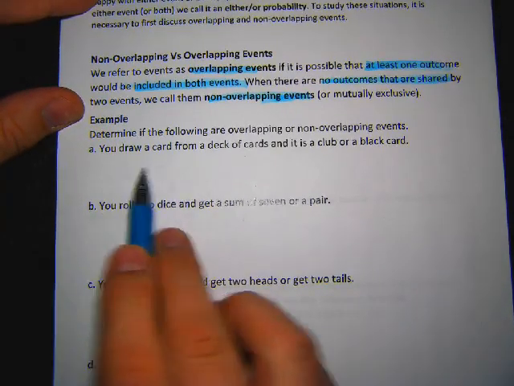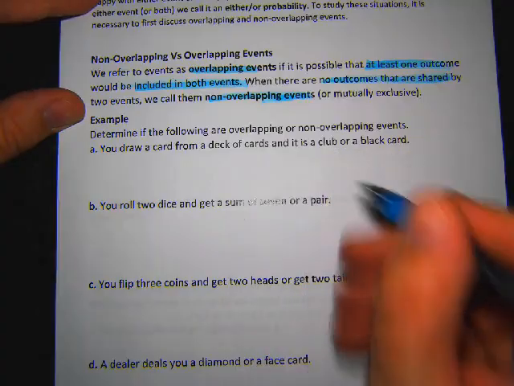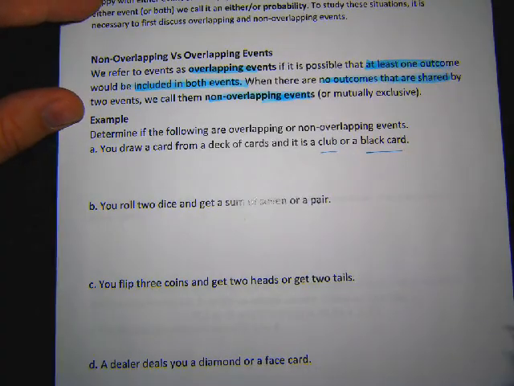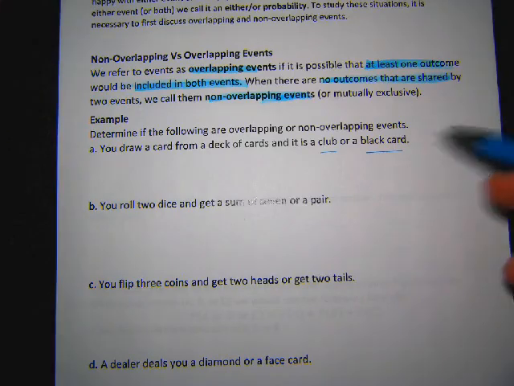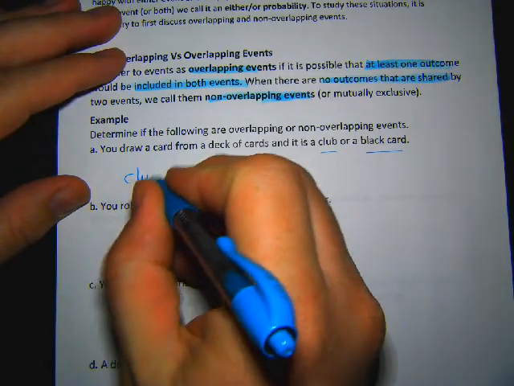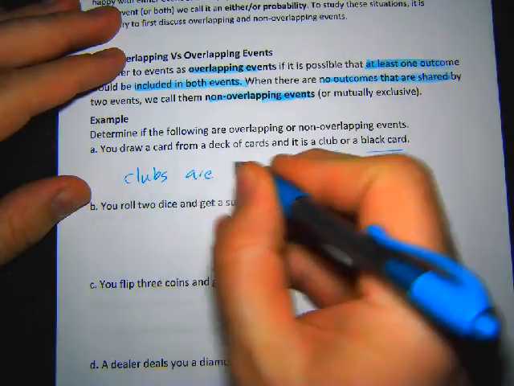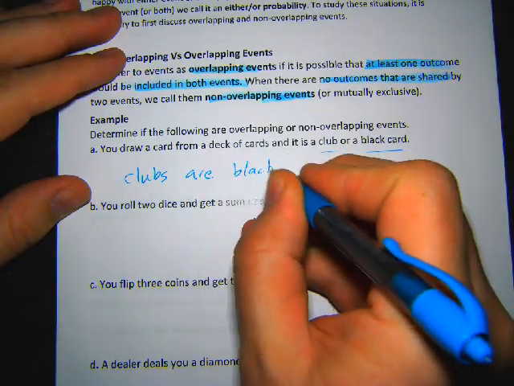So let's say you draw a card from a deck of cards, and you want a club or a black card. Well, clubs are black cards. So there's definitely lots of overlap because every club would also be in the set of black cards. There are some black cards that are not clubs, the spades, but we're looking for any cards that are in both sets, and there are. So because clubs are black, this does have overlap.